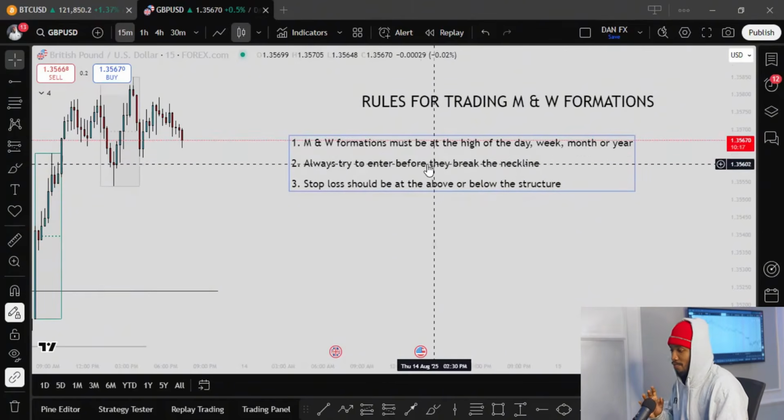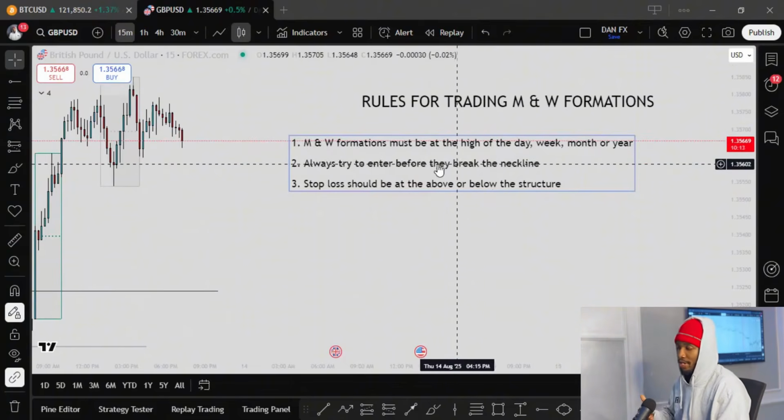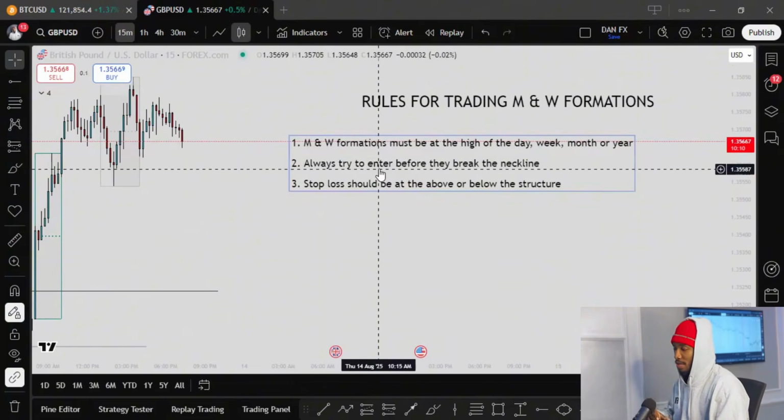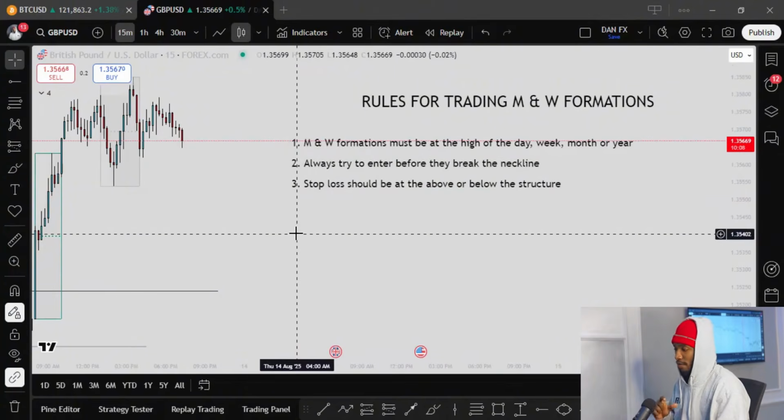So the M and W formations have to be at the high of the day or the low of the day. If it's an M formation, it has to be at the high of the day. If it's a W formation, it has to be at the low of the day for it to be valid. Otherwise, that M and W formation is not valid.